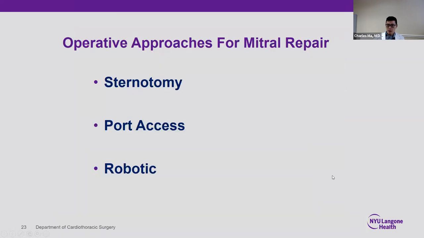Operative approaches for mitral valve repair started out as a sternotomy, but in the late 90s at NYU became minimally invasive. And in the late 2000s, around 2011 to 2012, transitioned to a completely robotic approach.